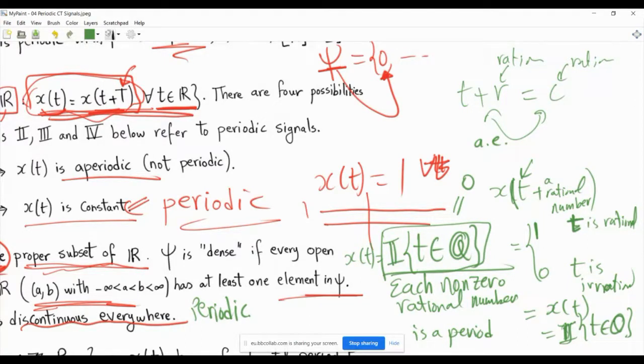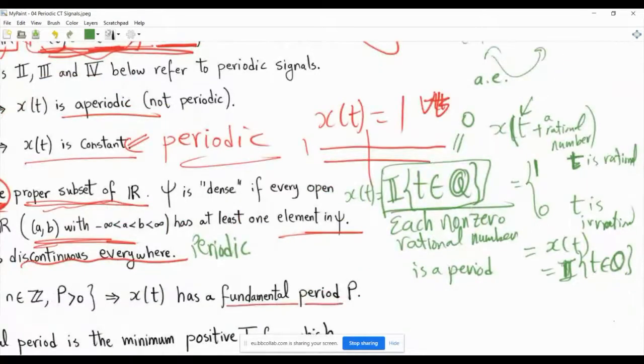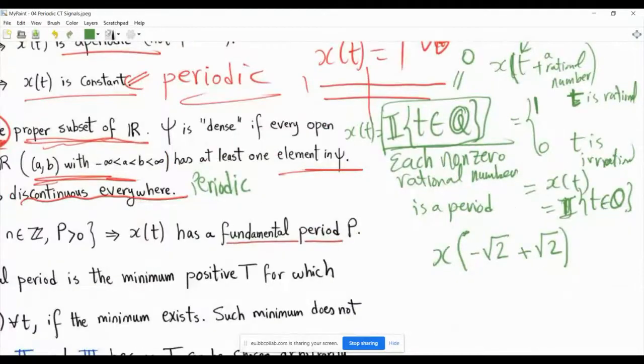But irrational numbers are not periods. And why is this the case? Let's suppose that you examine x of minus square root 2, where square root 2 is an irrational number. Can this be a period?